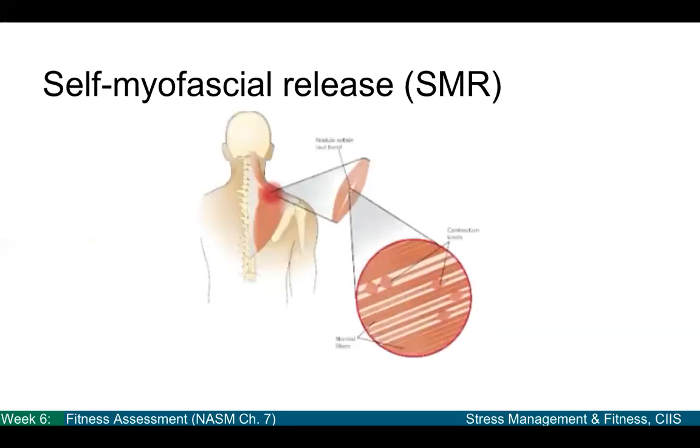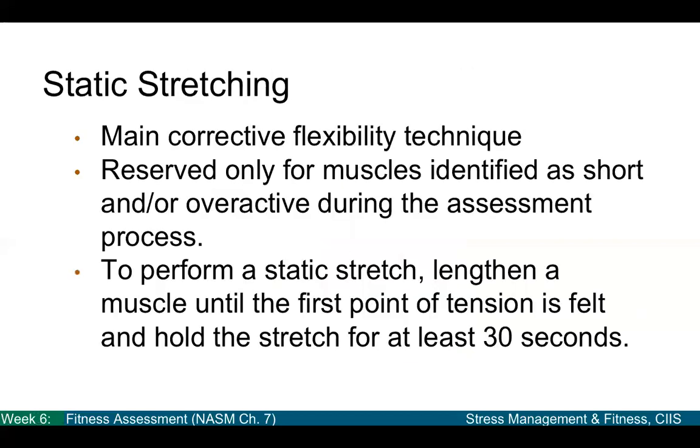Okay, and here's just an image. It's not the best quality, but if you look at your textbook, you'll see some images, and basically what you see is you have these strains here. So this is again trapped tension, and you put pressure through SMR, which is going to ultimately send a signal to the GTOs, which will ultimately prime your muscle to relax.